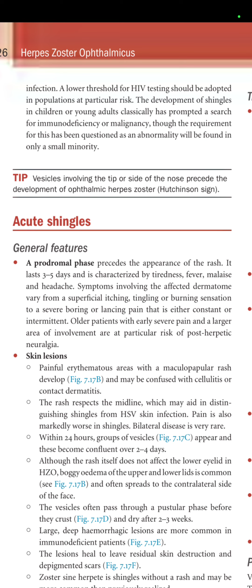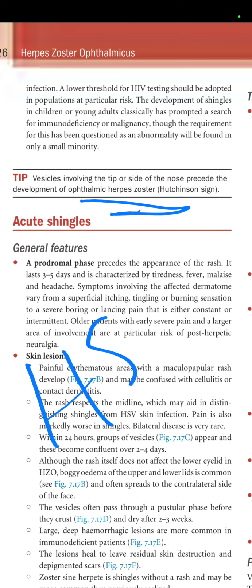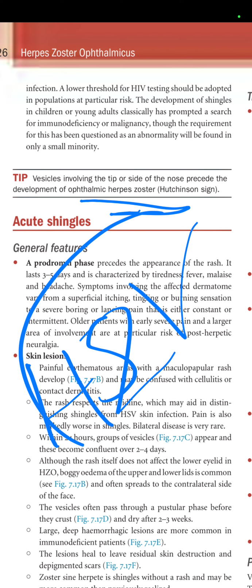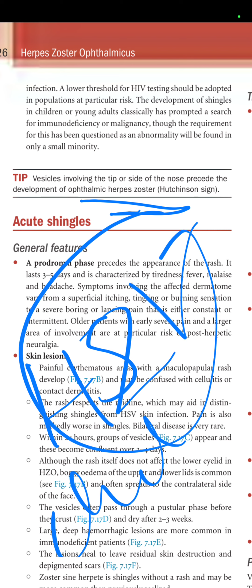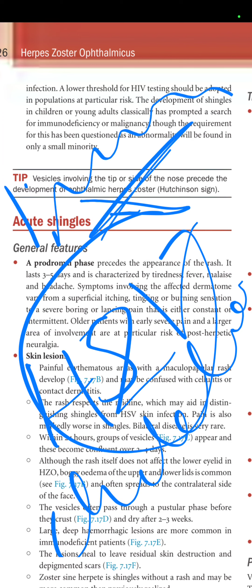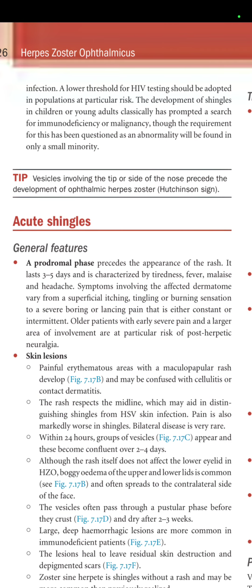Vesicles involving the tip or side of the nose precede the development of ophthalmic herpes zoster. It is very important. So in this case, when HZV is developing in children, then we have to look for signs of immunocompromised status, because it is a risk factor for the presentation of herpes zoster ophthalmicus.